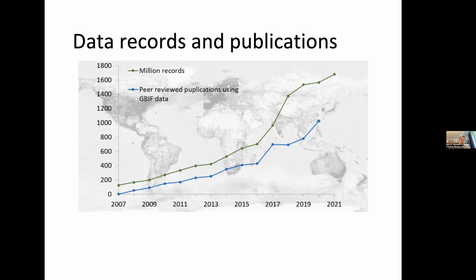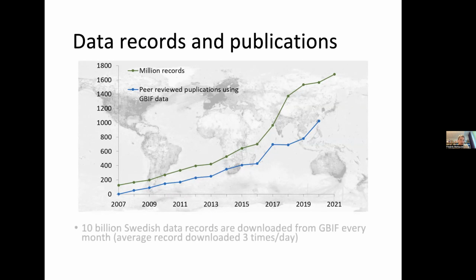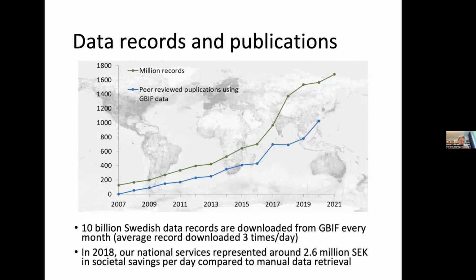The blue line illustrates the number of peer-reviewed publications using GBIF data, and those are data per 6 months. So we're now well over 2,000 publications per year using the GBIF data. And just to give you some examples of the Swedish subset of this usage, 10 billion Swedish data records are downloaded from GBIF every month. So that means an average record is downloaded 3 times per day now.